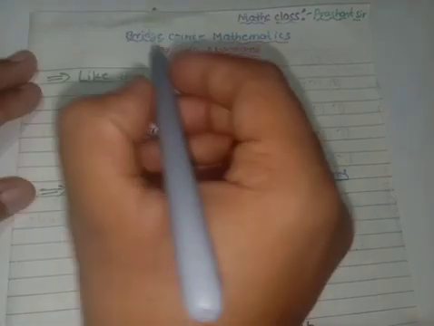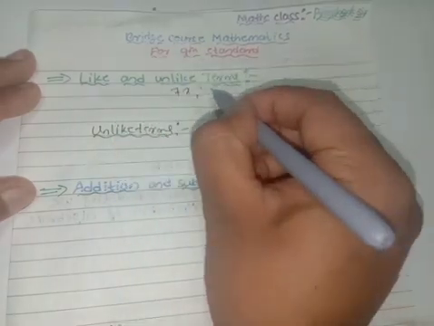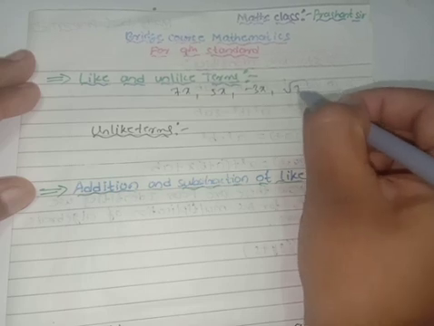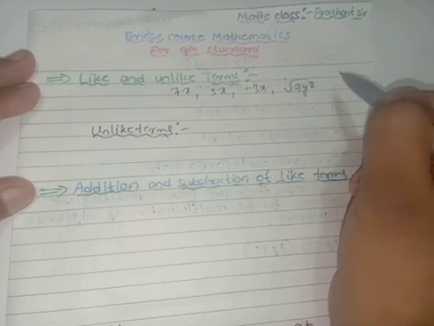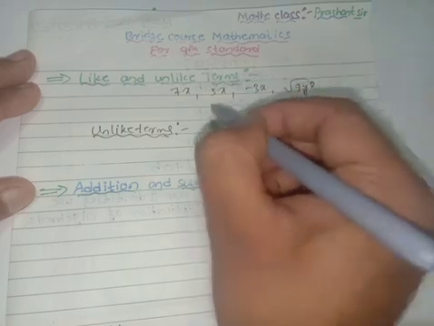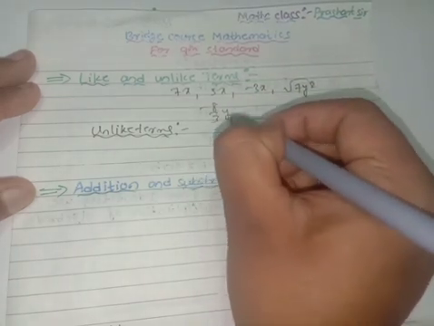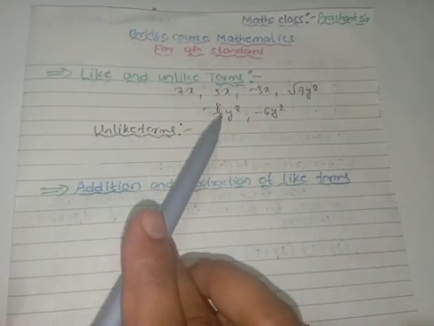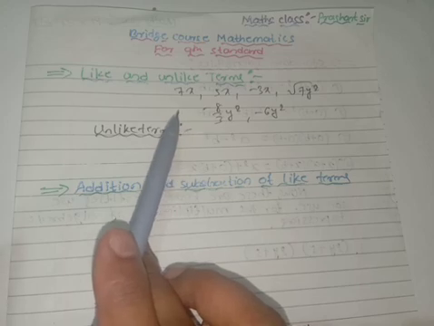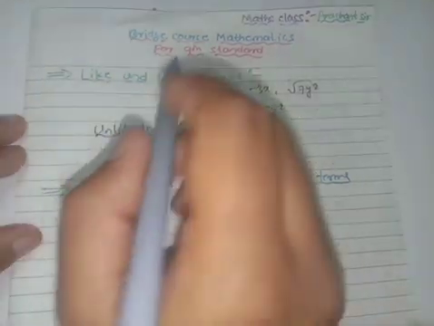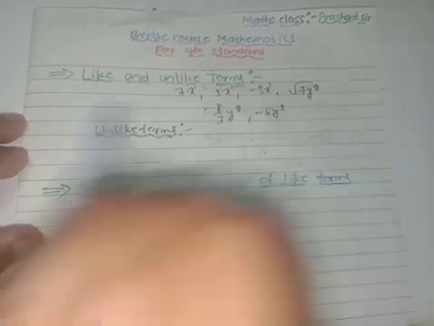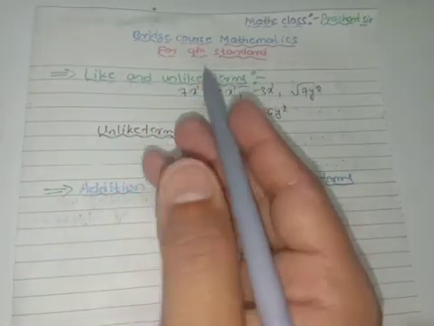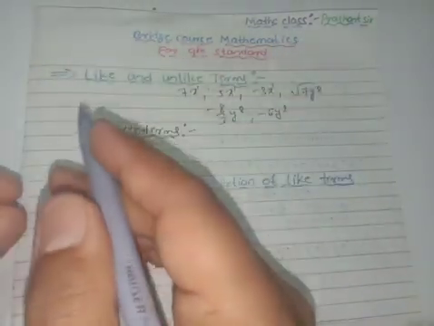So I am giving here some examples: 7x, 5x, minus 3x, square root of 7y square, and minus 8 by 3 y square, and minus 6y square. Here you observe the terms having only one variable and the same power. Here the power is 1, 1, 1, and here it is 2, and here it is 2, and here it is 2. These are all called what? Like terms.